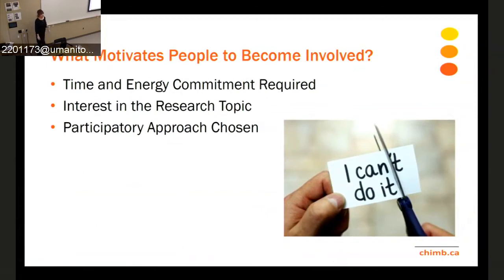And then again, the participatory approach that you choose may affect motivation as well, because it's important to understand how people want to be engaged in health research and what type of participatory approach is going to allow them to fully be engaged, and whether they feel like their voice is actually going to be heard. So it all depends on those things.